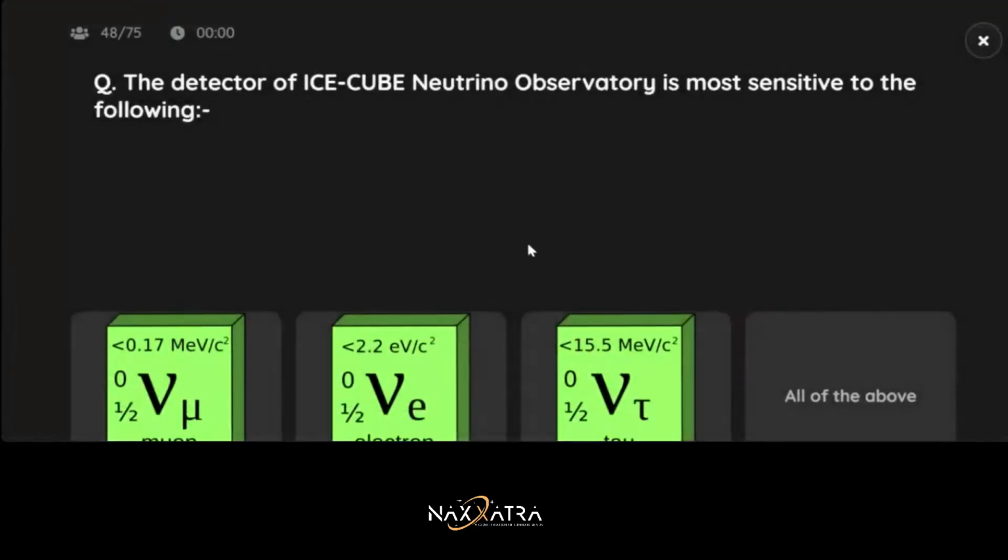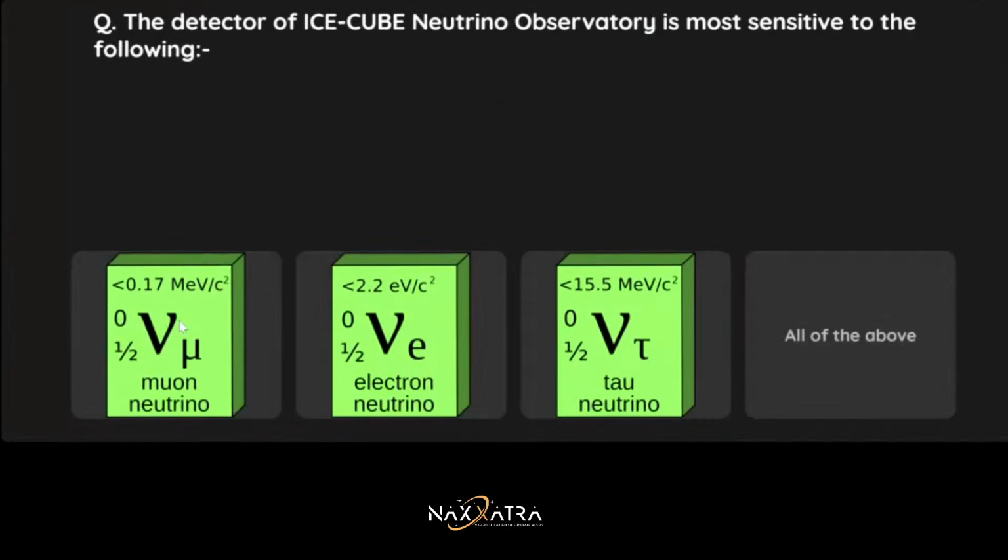The correct answer is muon neutrino. Now, why muon neutrino? Because muon neutrino has this property of leaving the longest trails or tracks which they produce, and moreover, it is most penetrating. So that is why muon neutrino is easily detected, and the IceCube Neutrino Observatory is sensitive to muon neutrino.